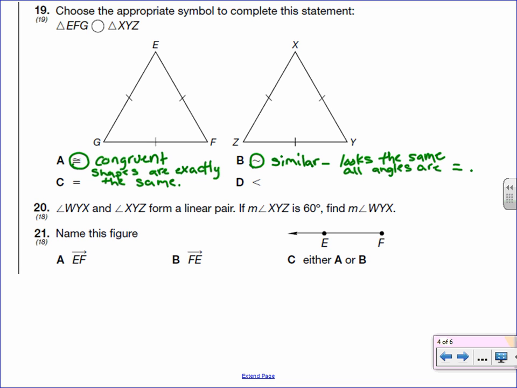In C and D, they aren't actually symbols that you would use along with shapes. Equals and less than are symbols that you would use if you were talking about numbers. So this is equal, not used for shapes. And then this is less than, and it's also not used for shapes. So the only two that make sense at all for this problem are A and B. So now we have to look at the two triangles, and are they exactly the same, or do they look the same, maybe one's bigger or smaller than the other?